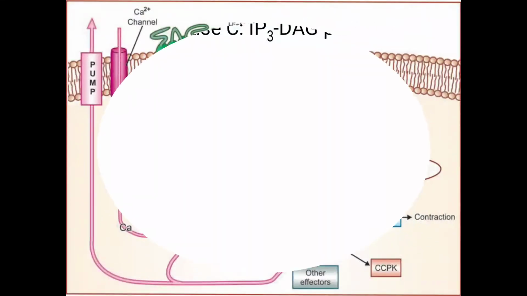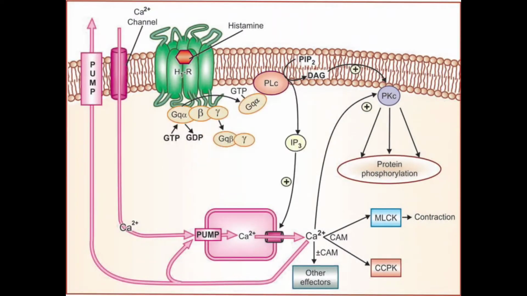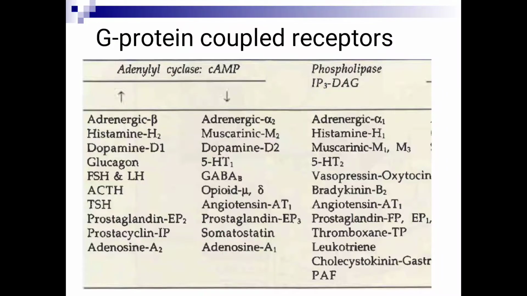Here second pathway is phospholipase C IP3 DAG pathway. Here the histaminic receptor agonist is histamine. Gq is there, it activates phospholipase C, ultimately IP3 and DAG. These are the second messengers and produce the effect.